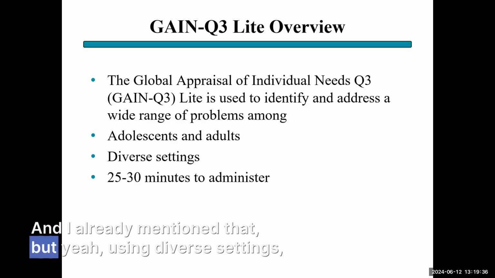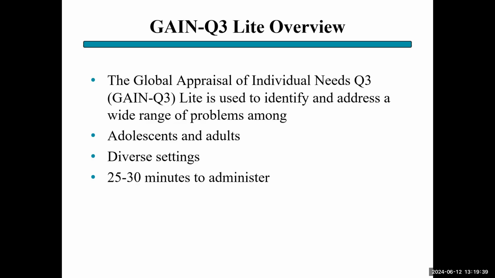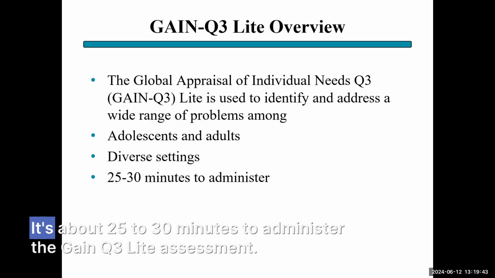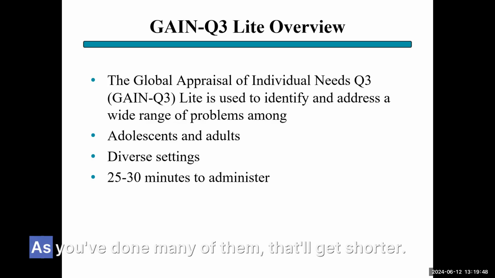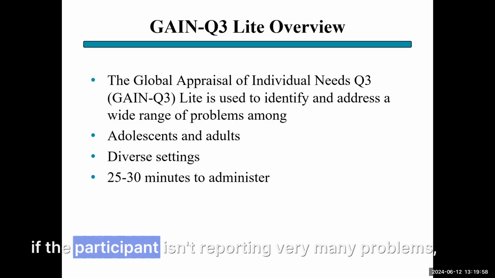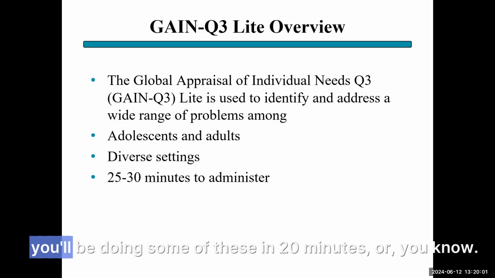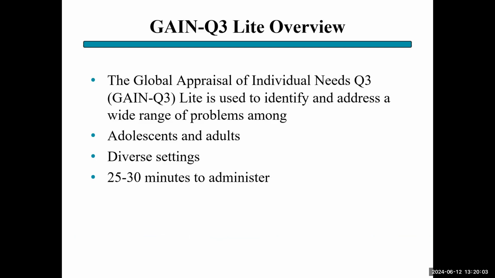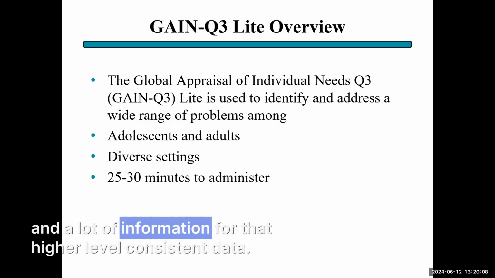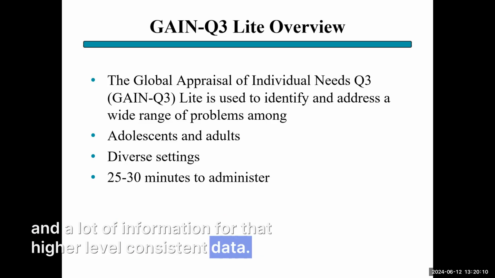And I already mentioned that, but yeah, using diverse settings, not just clinical settings, kind of across the board as an expanded screener. It's about 25 to 30 minutes to administer the GAIN Q3 Lite assessment. As you've done many of them, that'll get shorter. Once you've had a lot of experience, if the participant isn't reporting very many problems, you'll be doing some of these in 20 minutes, but it gives you a lot of information on the back end and a lot of information for that higher level, consistent data.